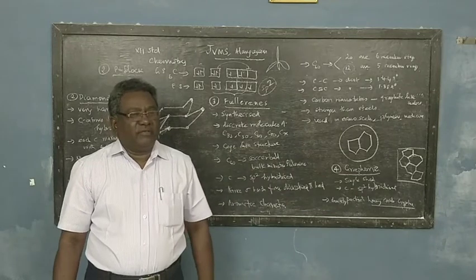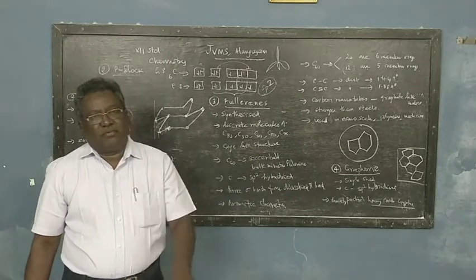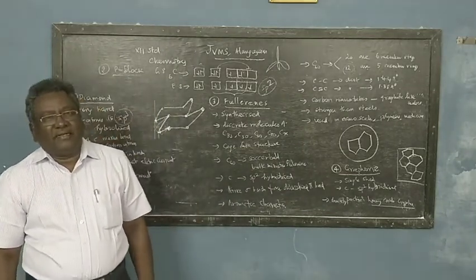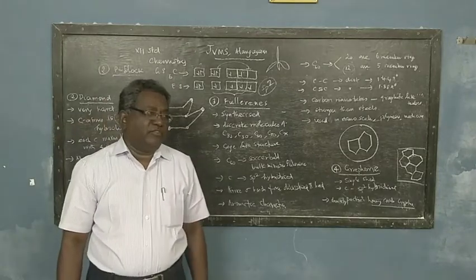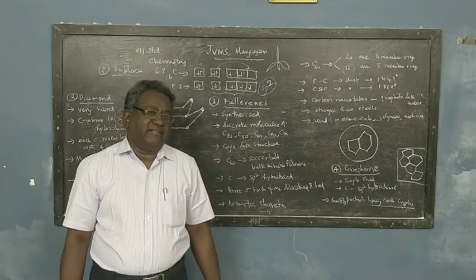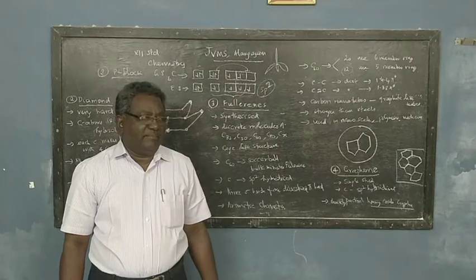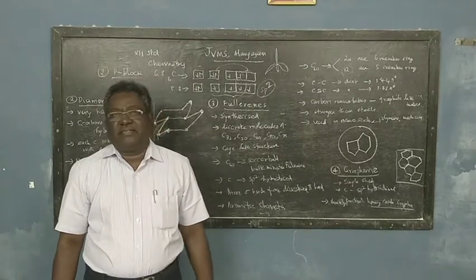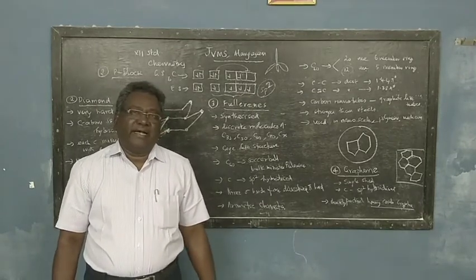After that, we are going to study 2 carbon compounds only, carbon monoxide and carbon dioxide. After that, we go to the compounds of silicon and silicates. With that, we'll wind up this chapter. Tomorrow we'll see carbon monoxide and carbon dioxide.